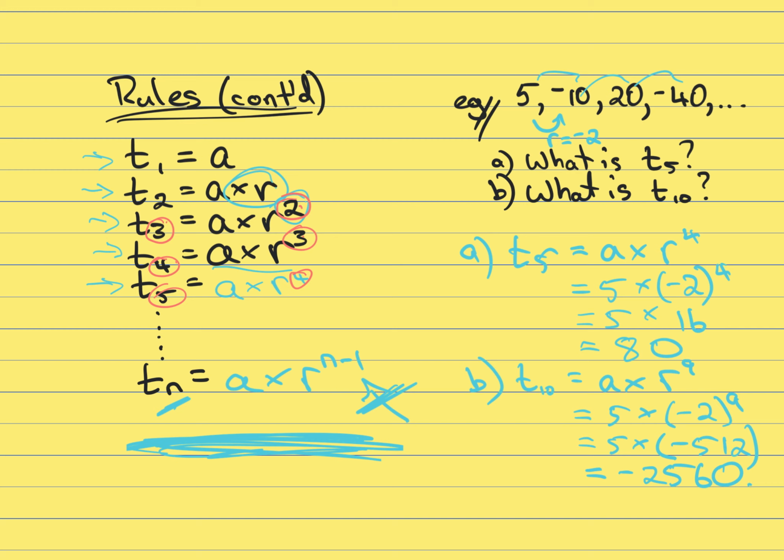That's a little bit about geometric sequences. Sequences are numbers where each successive term in the sequence is found by multiplying by a common ratio. We've got a couple of rules there for figuring out the terms in those sequences.